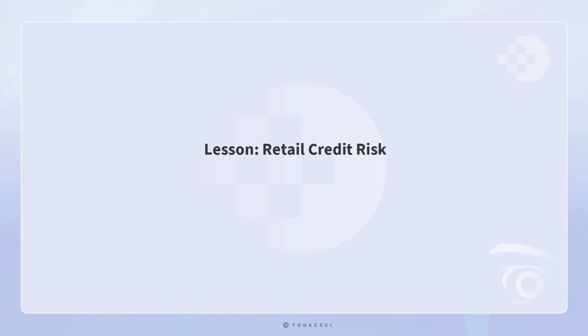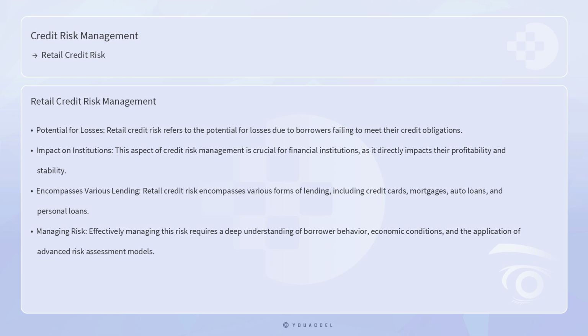Lesson: Retail Credit Risk. Retail credit risk refers to the potential for losses due to borrowers failing to meet their credit obligations. This aspect of credit risk management is crucial for financial institutions as it directly impacts their profitability and stability. Retail credit risk encompasses various forms of lending, including credit cards, mortgages, auto loans, and personal loans.